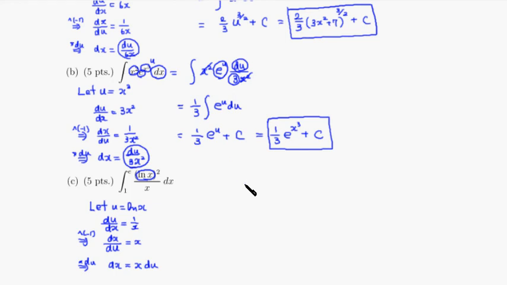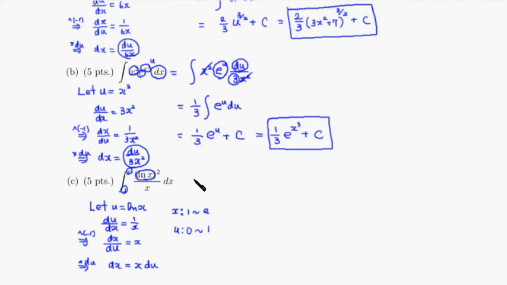Another thing we need to do is, since we have a lower limit 1 and an upper limit e, we have to convert these numbers. So x goes from 1 to e. To convert it to u values, we plug these numbers into the substitution equation. Plugging in 1, natural log of 1 is 0, and natural log of e is 1. So it's going to go from 0 to 1.